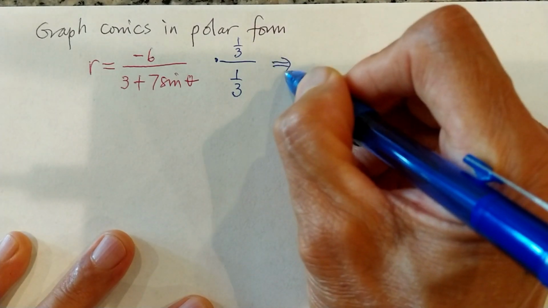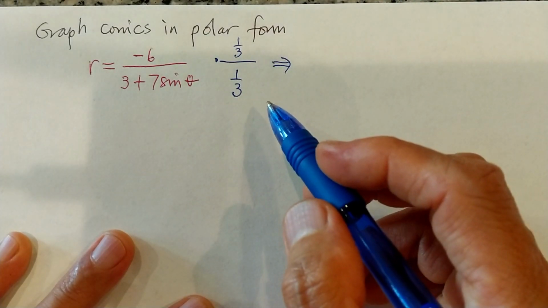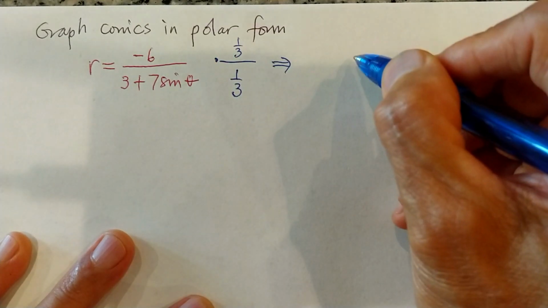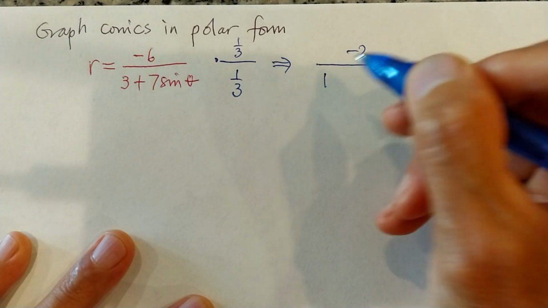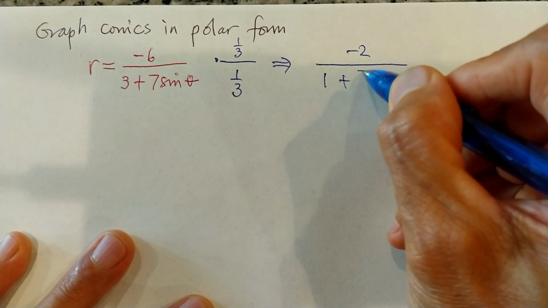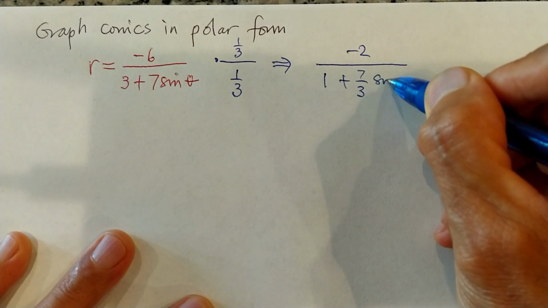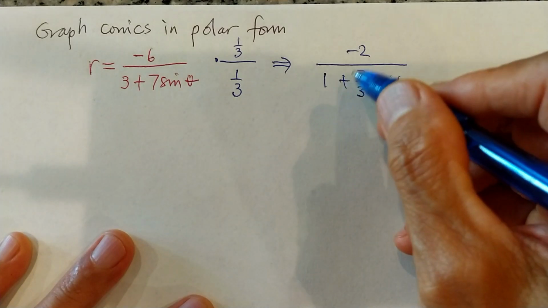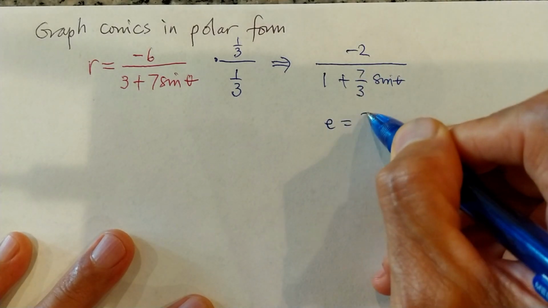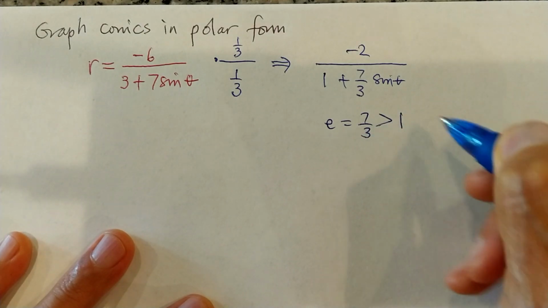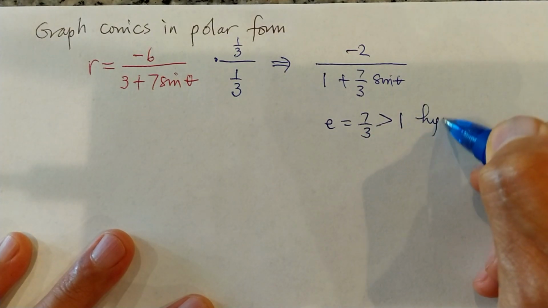So the resulting polar form is -2 over 1 + 7/3 sine theta. Because this is 7/3, that's your eccentricity, then we know that it is a hyperbola.